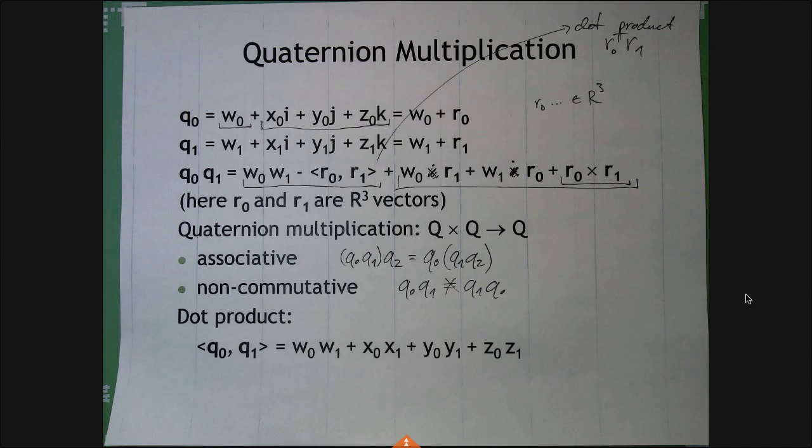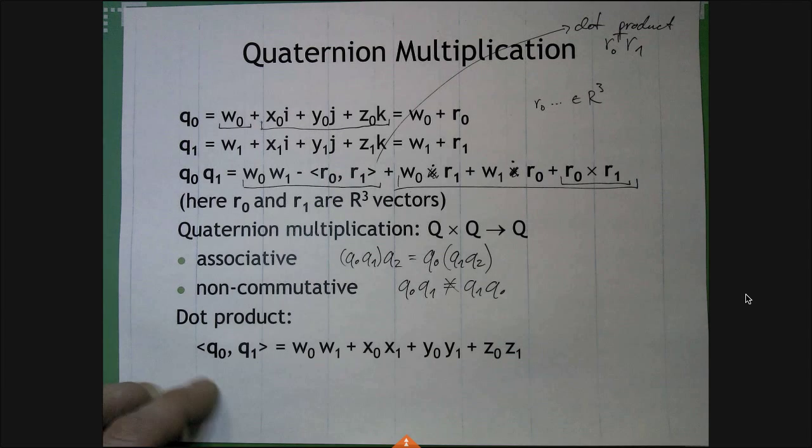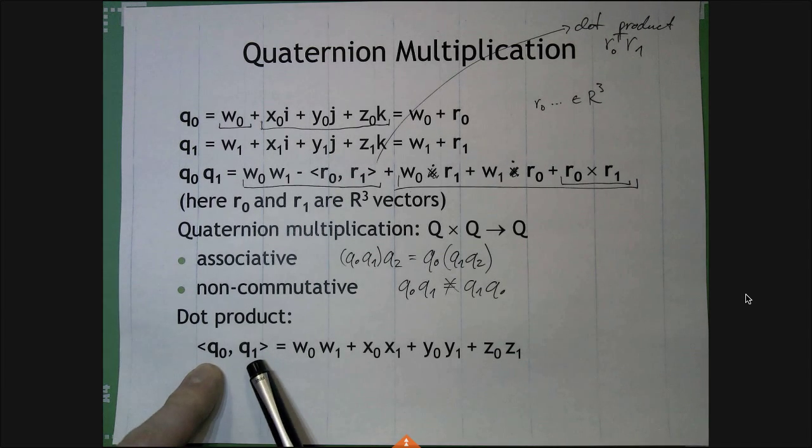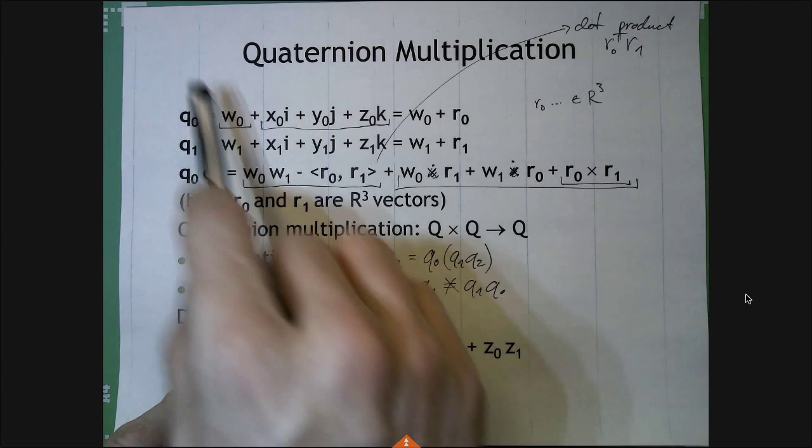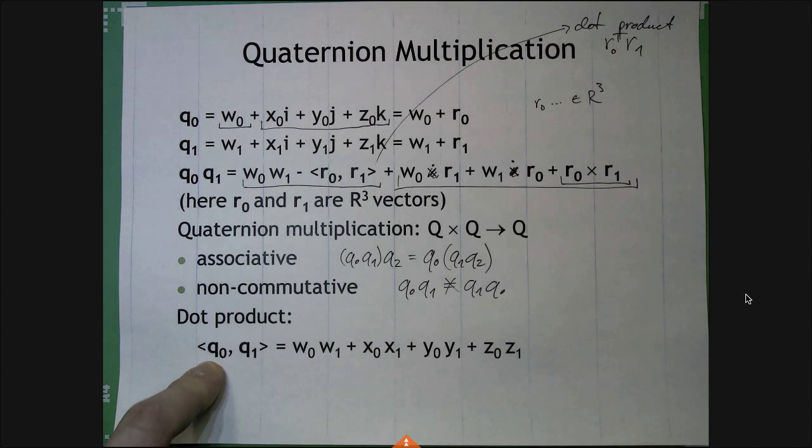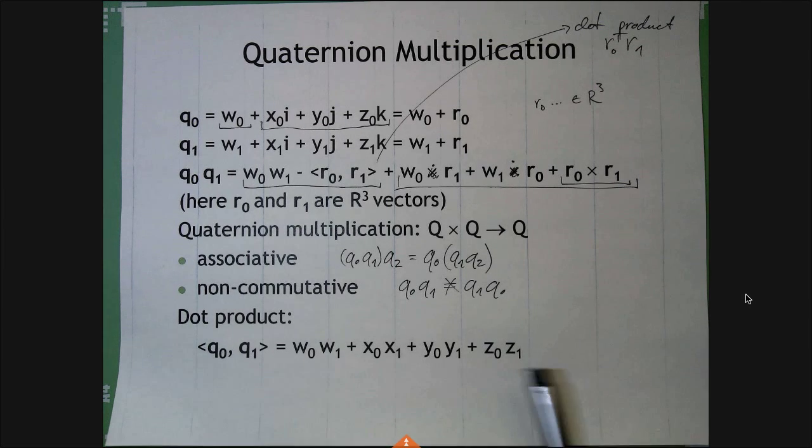And the other thing that will be useful later, we can also think about quaternions as 4D vectors, right? They're just 4 degrees of freedom, W, X, Y, Z. So I can just imagine it as a 4D vector, and I can define a dot product on it, just like on 4-dimensional vectors, nothing special. So I will just denote it like this.